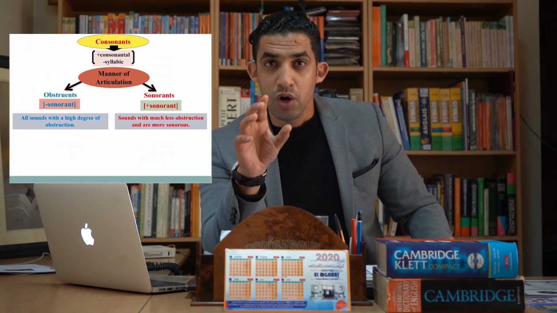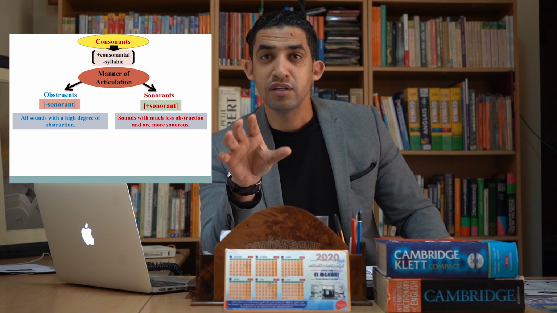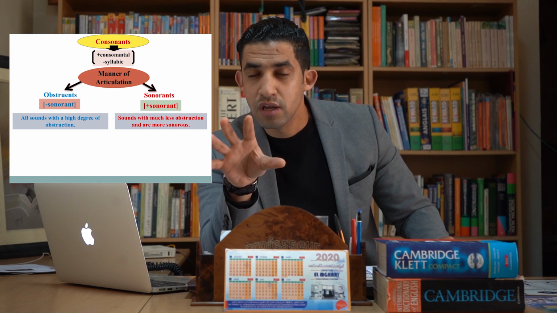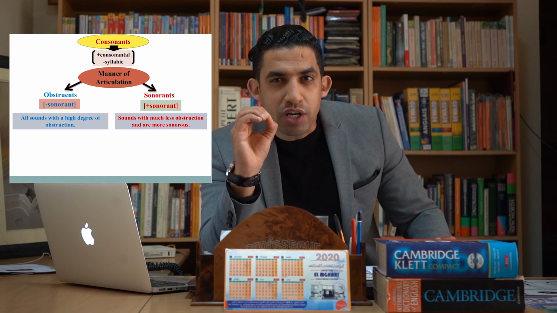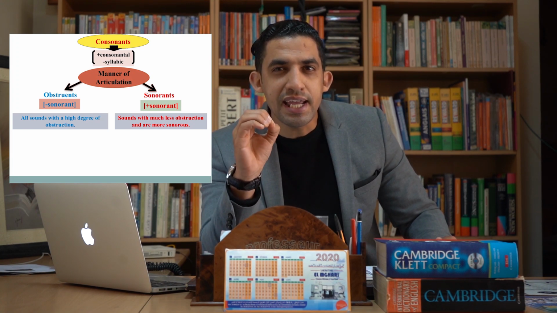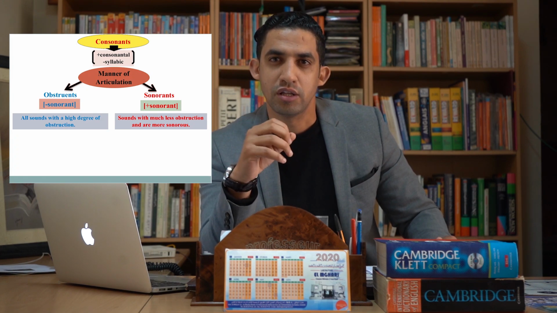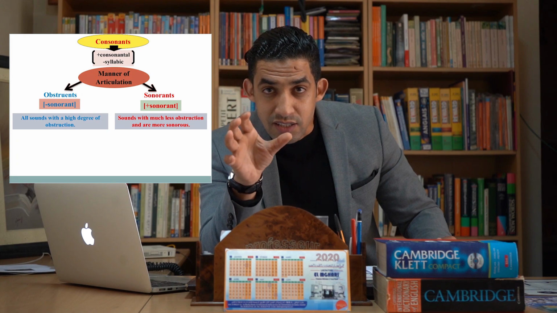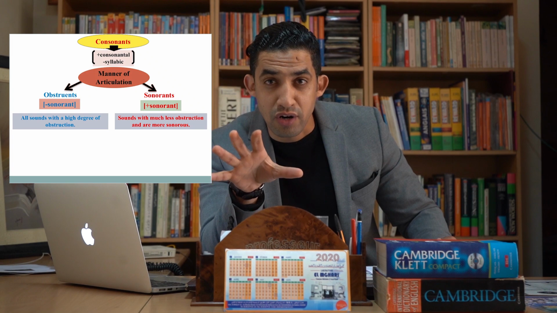So generally, in order to describe the manner of articulation as the second parameter to describe consonants, we can divide consonants into two types. The first one is the one we call sonorants. What are sonorants? Sounds with much less obstruction but very high in sonority. They are very musical. These types of consonants, we give them the feature plus sonorant.